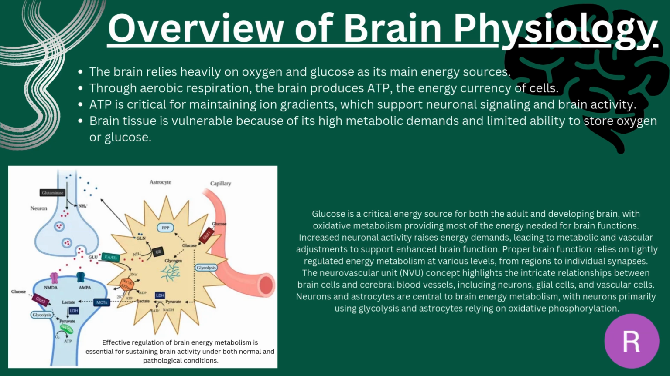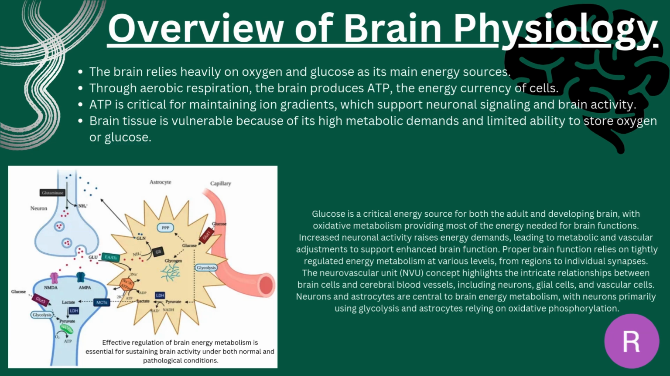Glucose is a critical energy source for both the adult and developing brain. With oxidative metabolism providing most of the energy needed for brain functions, increased neuronal activity raises energy demands, leading to metabolic and vascular adjustments to support enhanced brain function. Proper brain function relies on tightly regulated energy metabolism at various levels, from regions to individual synapses.